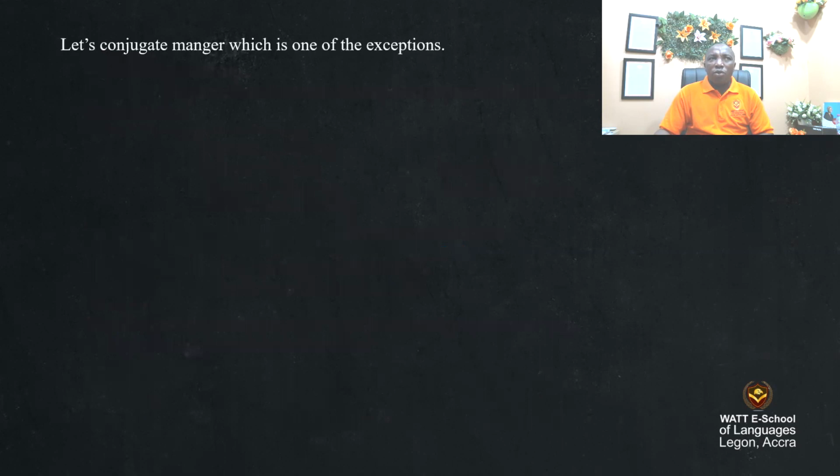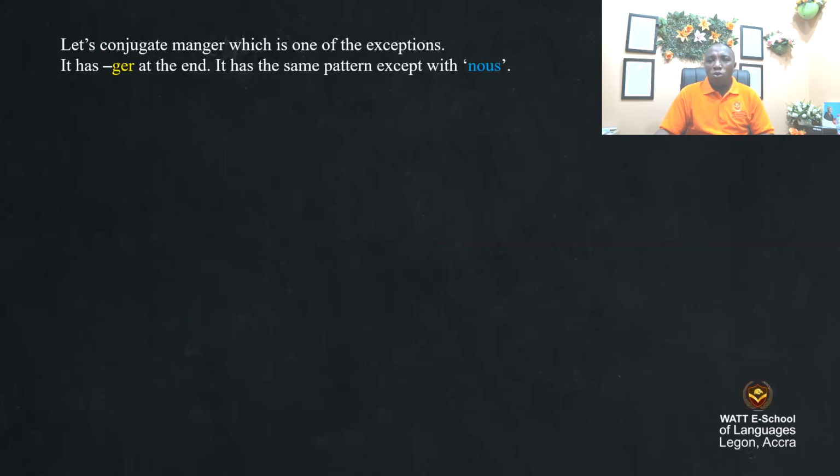Let's conjugate manger, which is one of the exceptions here. What makes it an exception? It has GER at the end. It has the same pattern, except with nous. For example, we say manger, to eat, which has a change in conjugation with nous.